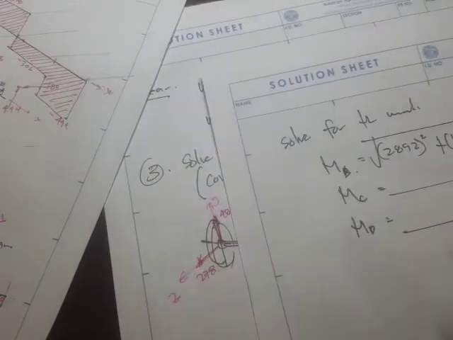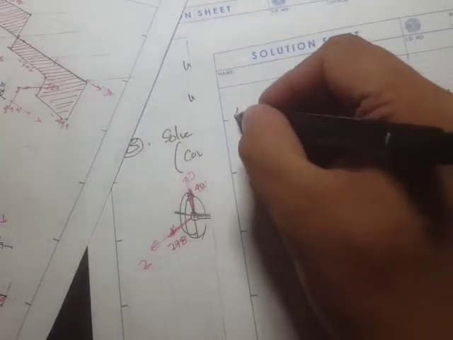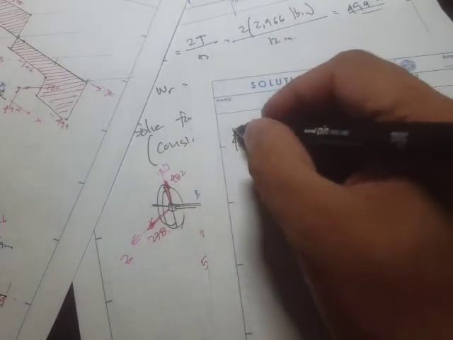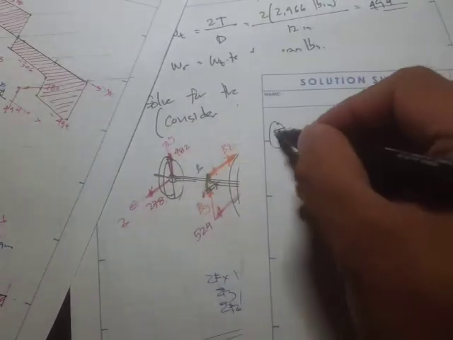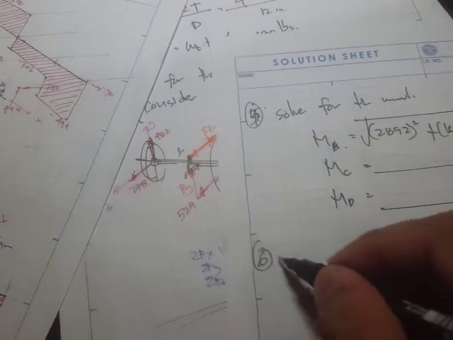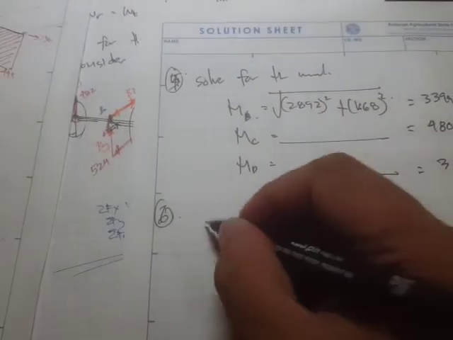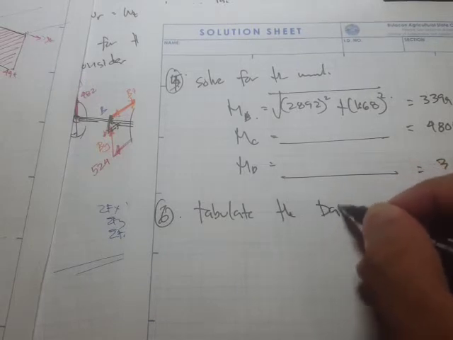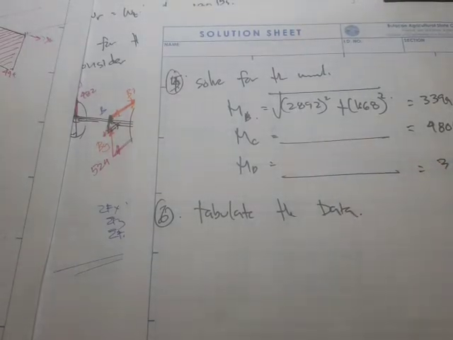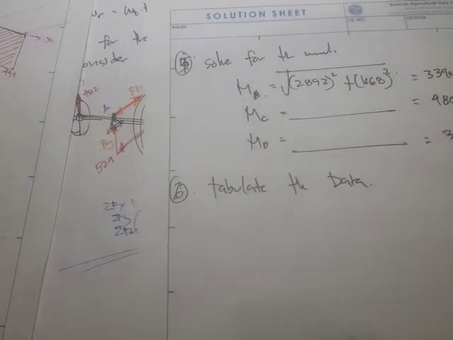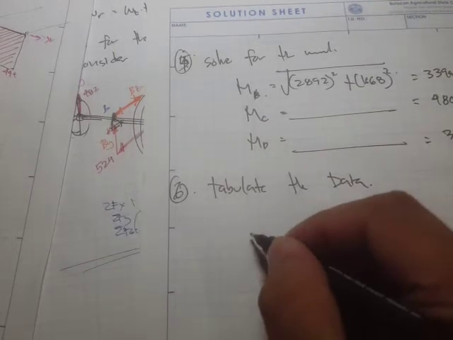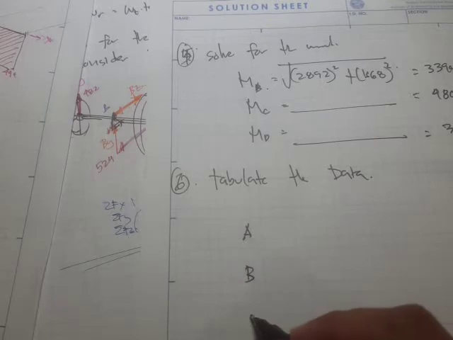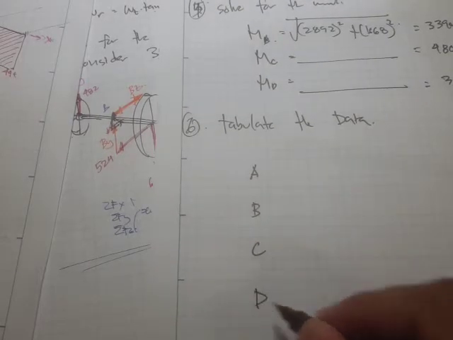So next step is, let's say, this is 4. Or let's say this is 5. Step 5. So step 6 is tabulate the data. Okay, so to tabulate the data, let's just write the label first. We have A, we have B, C, D, and E.